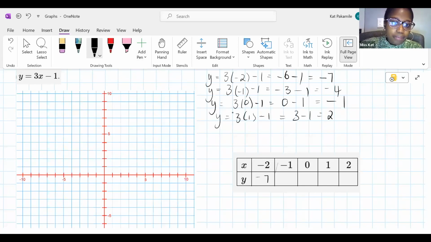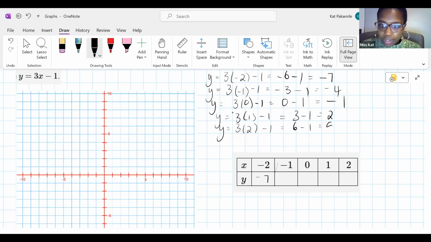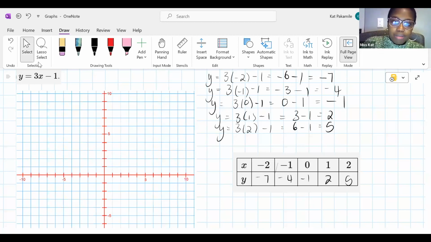Let's see what Itumeleng has to say. Itumeleng? Hi, ma'am. Hello. So we're going to say 3 times 2, which is going to be 6. So 6 minus 1 is going to be 5. Beautiful. Okay, we are done with our inputs. We have -7, -4, -1, 2, and 5. Now I need coordinates. Write me all my coordinates, guys, in a list in the chat. I need 1, 2, 3, 4, 5 coordinates.